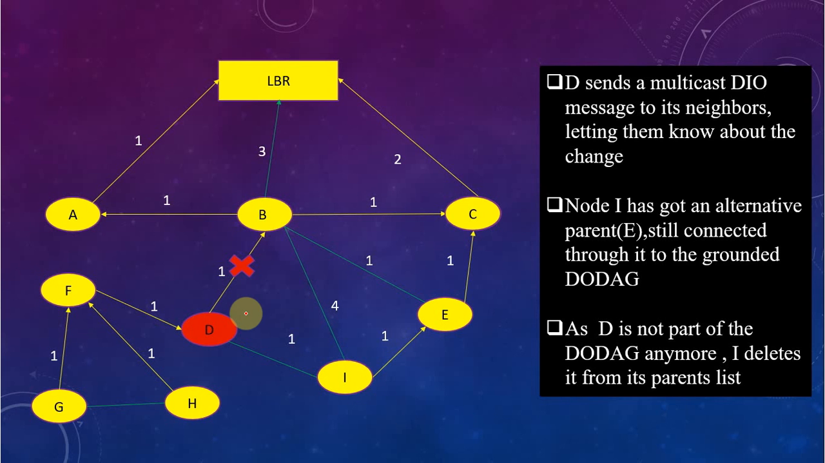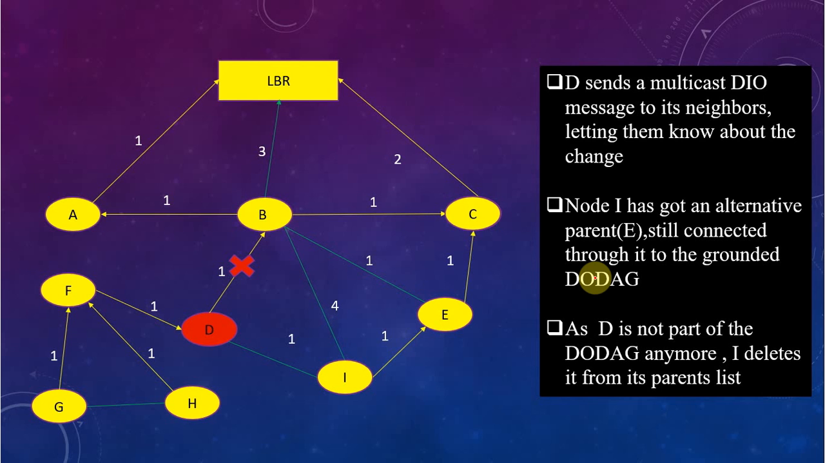Now D sends a multicast message. What will it do to come out of that position? It should not sit quietly saying, okay, I am floating, so I will stay like this. No, it should not do that. It should try again and again to connect with the actual root, the actual DODAG. So D sends a multicast DIO message, that is an information message, to its neighbors, letting them know about the change. It will send a DIO message to its neighbors saying that it got disconnected from the DODAG.